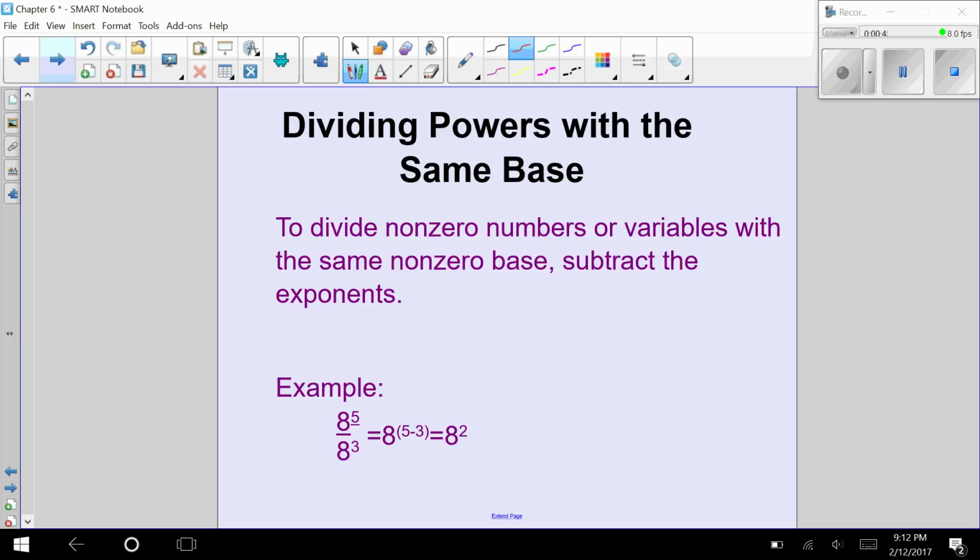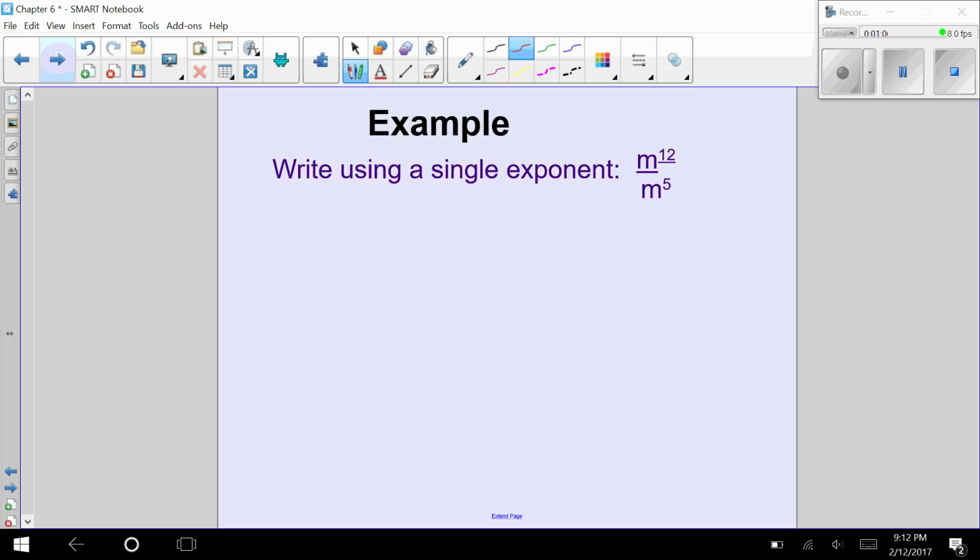So, dividing powers with the same base. To divide non-zero numbers or variables with the same non-zero base, subtract the exponents. For example, 8 to the 5th over 8 to the 3rd equals 8 to the 2nd power, because we subtract the powers of 5 minus 3. Note that it has to be a non-zero base because we can't divide by 0.